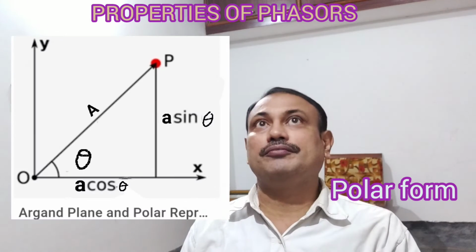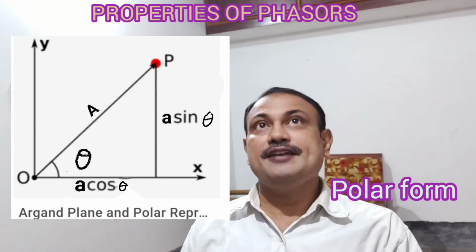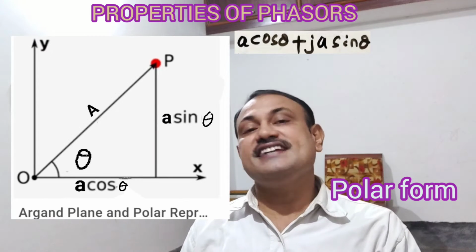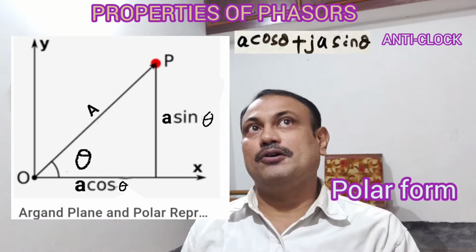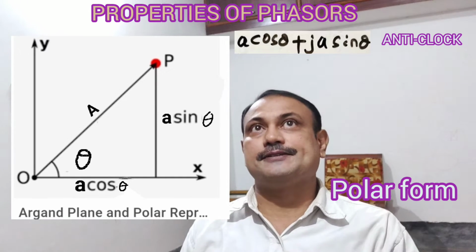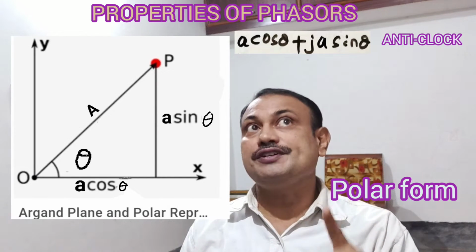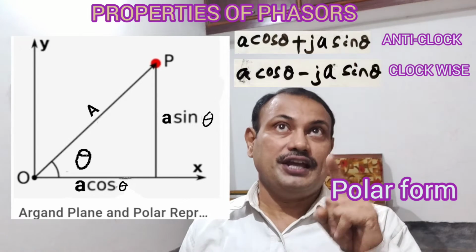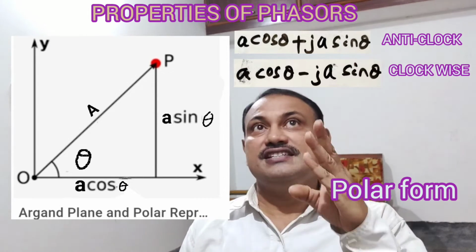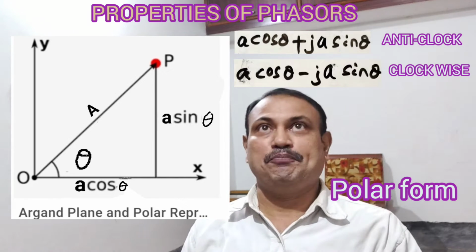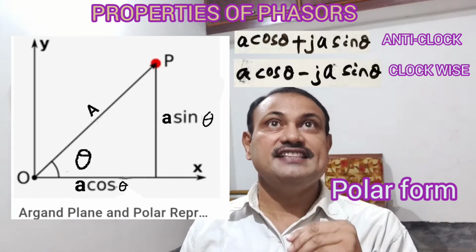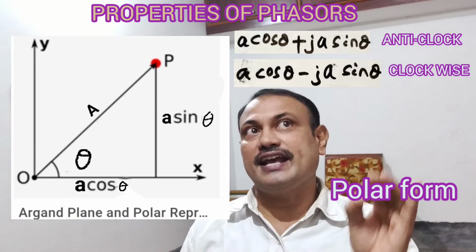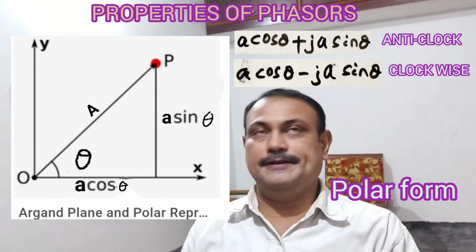In polar form, you can write this phasor A equal to A cos theta plus j times A sin theta for anti-clockwise rotation of phasors. And for clockwise rotation of phasors, this phasor A can be written equal to A cos theta minus j A sin theta, with A cos theta and A sin theta here being the corresponding phasor components along the x and y axes respectively.